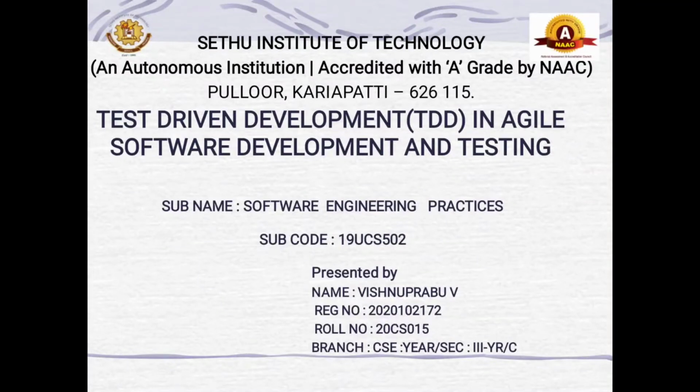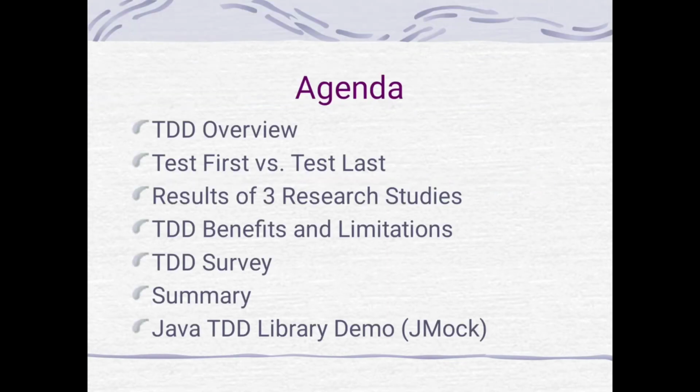Today we are going to see about test-driven development in agile software development and testing. Let's start with the agenda. Test-driven development overview. Test first versus test last. Results of 3 research studies. Test-driven development benefits and limitations. Test-driven development survey. Summary and Java TDD library demo.